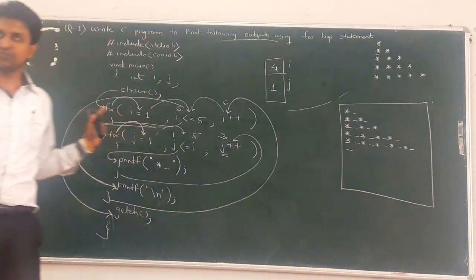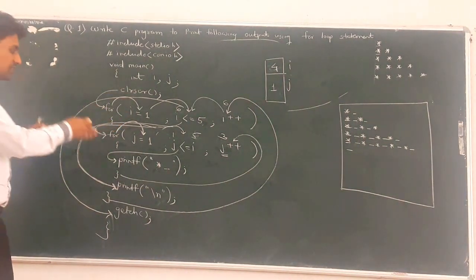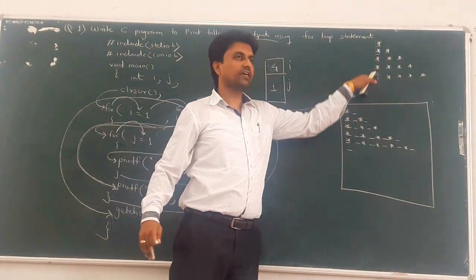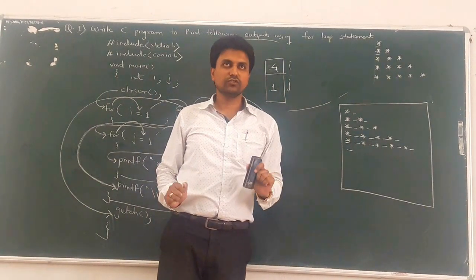Understood? What is the execution flow of a for loop? How does a for loop get executed, and using this for loop, how can we print the triangle of stars? Okay.